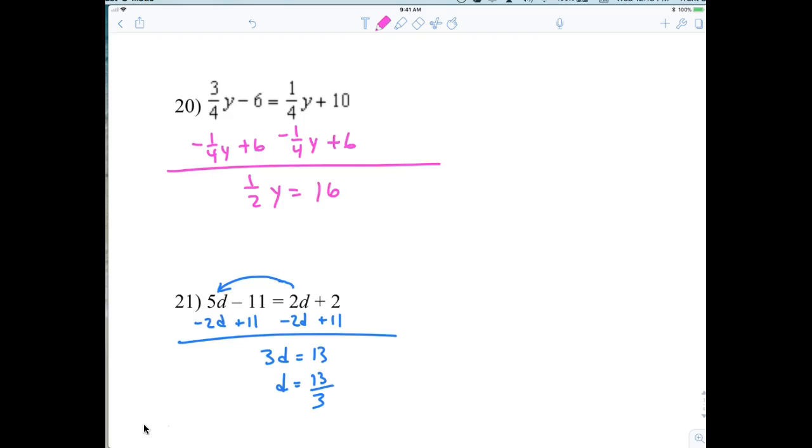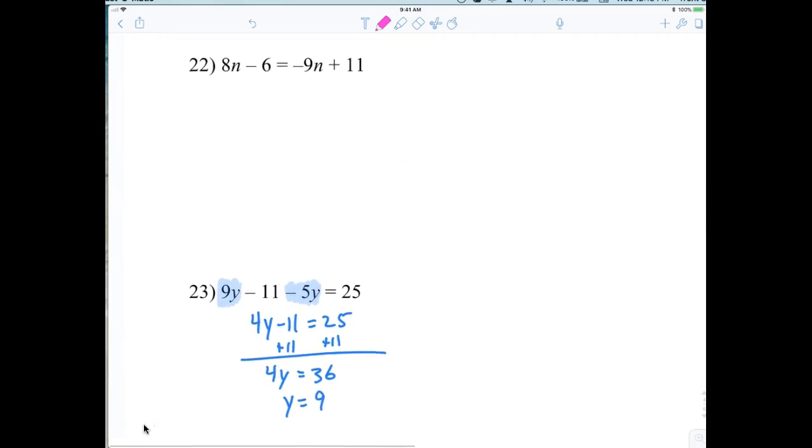Everybody with me? Now to get rid of the fraction, multiply by the reciprocal. Now in this case, do we agree we're just multiplying by 2? Wait a minute now. Multiply by 2. Right? So y is equal to what? Y is equal to 32. Everybody good? All right, let's check out. Go for it.